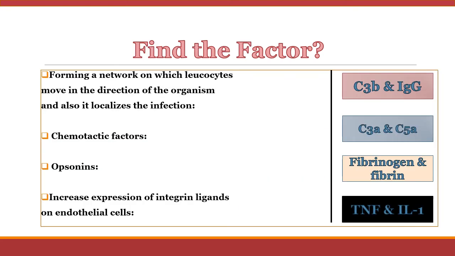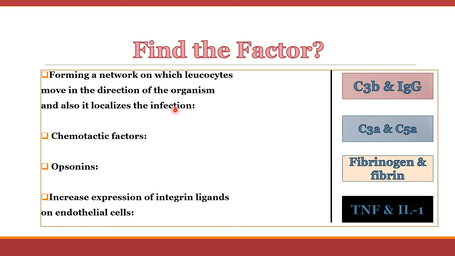In this next activity, we have 4 sets of factors or substances here on the right side of the slide, and we have some functions here on the left side of the slide. So we are going together to read the function and choose from the list of factors or substances the most suitable one for this function. The first function we have is forming a network on which the leukocytes move in the direction of the organism, and it also localizes the infection at the site of inflammation.